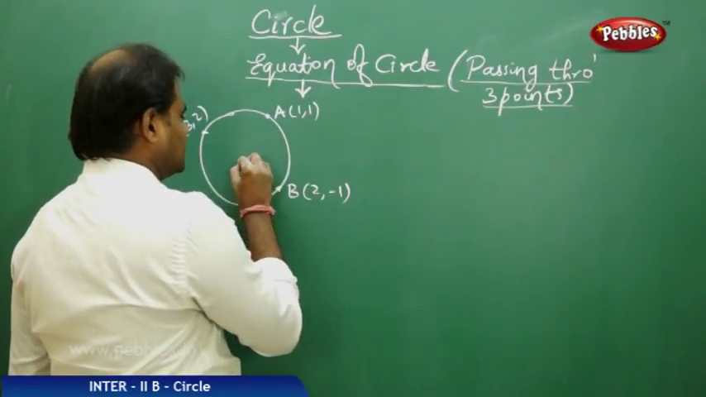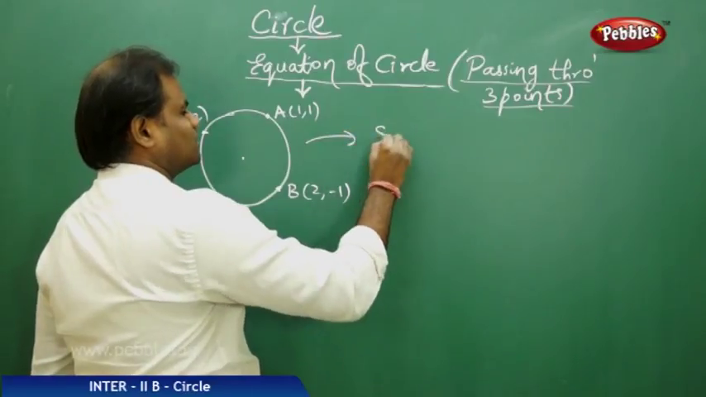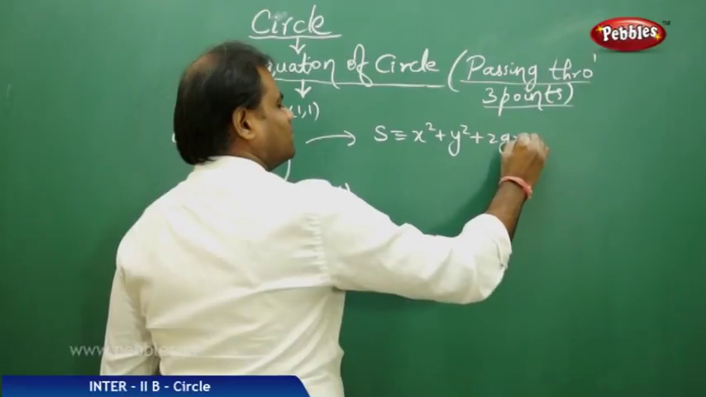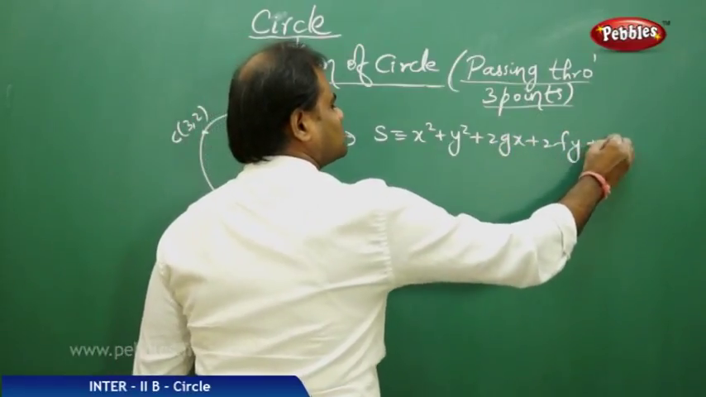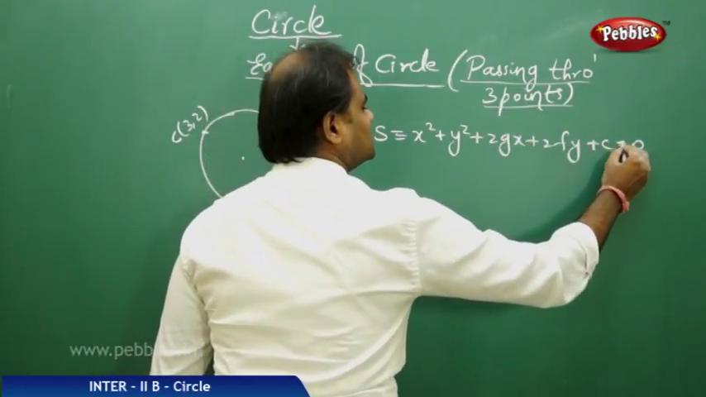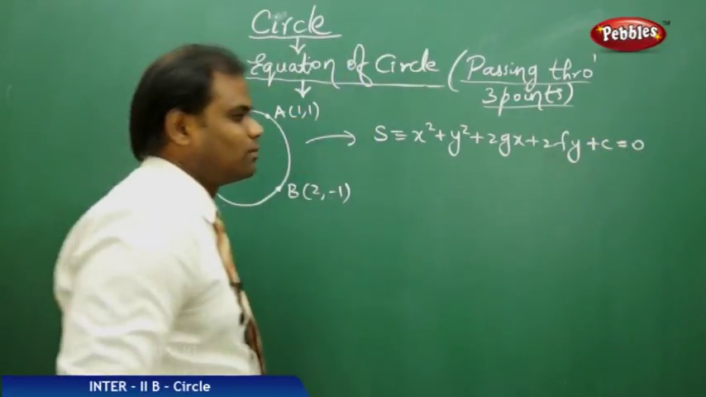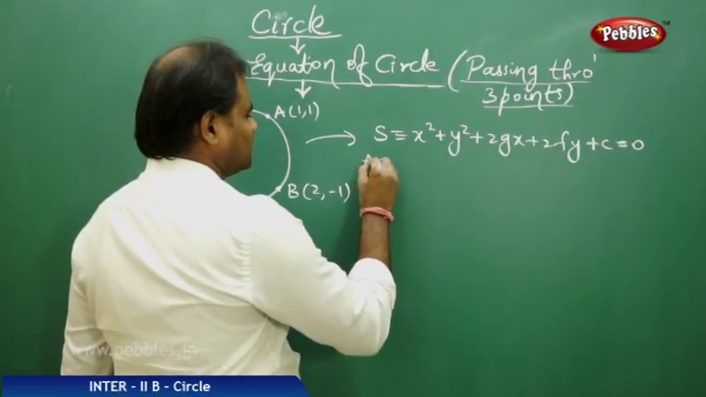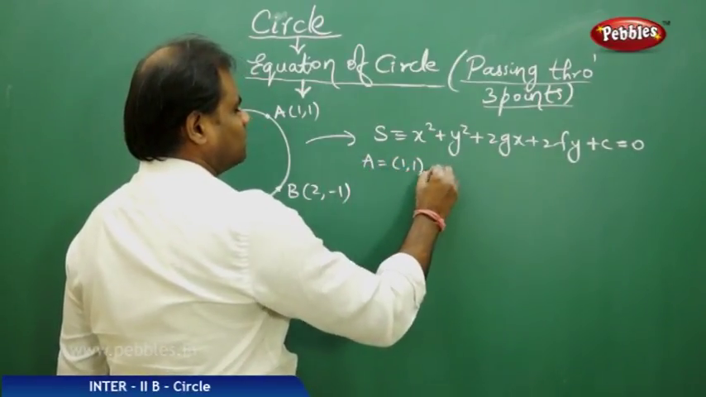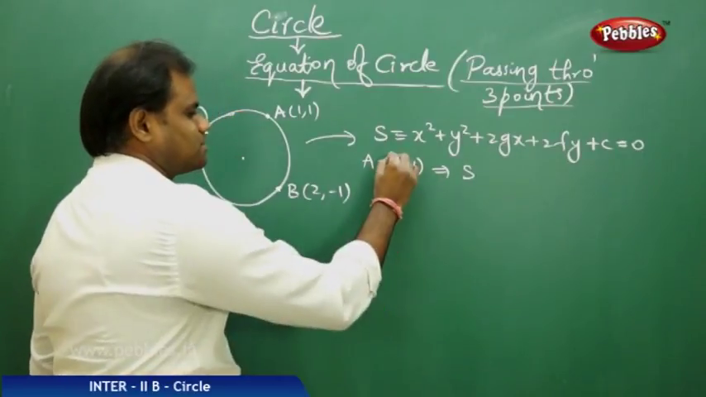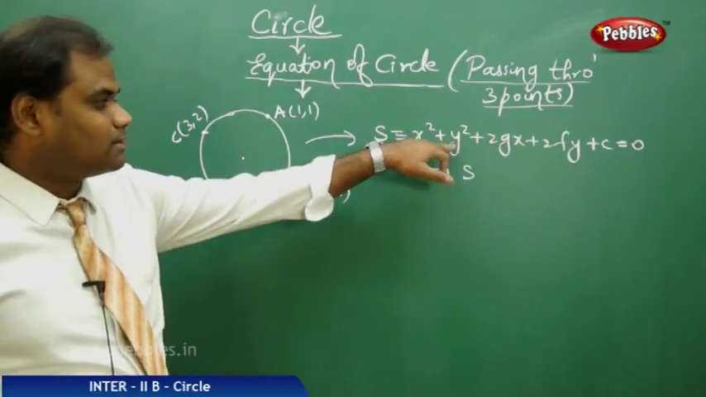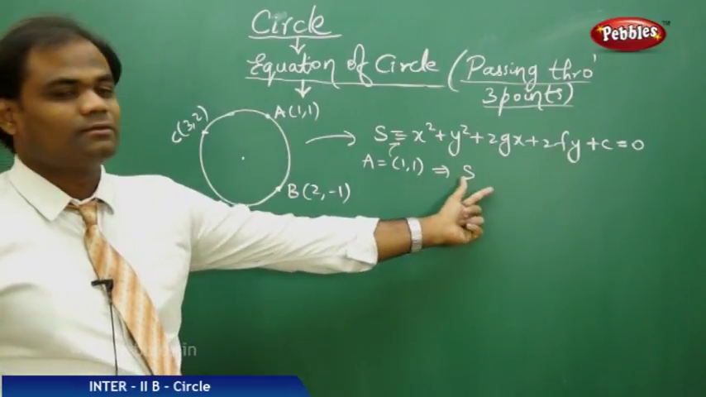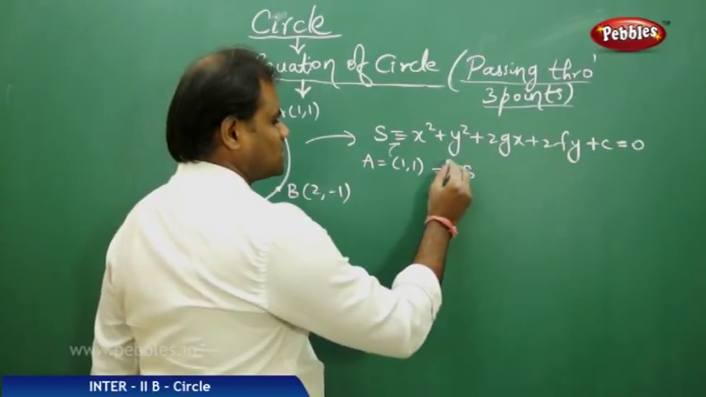Now we all know that the general equation of a circle is given by x squared plus y squared plus 2gx plus 2fy plus c equal to 0. So using this general equation, the first point A equals 1 comma 1 must satisfy the given equation of the circle, because A(1,1) lies on the circle.